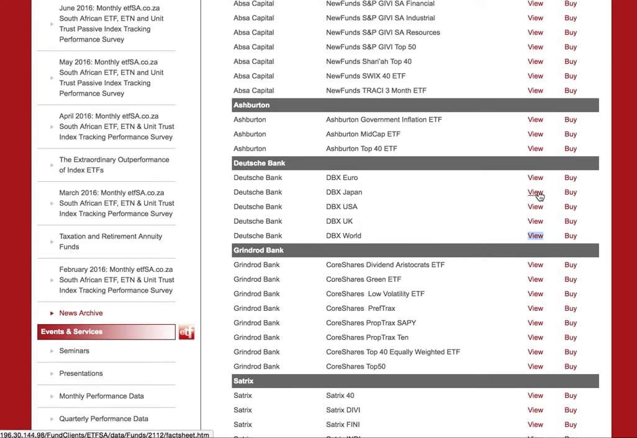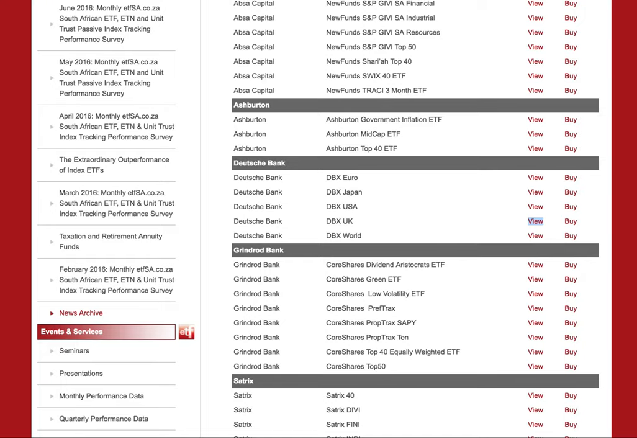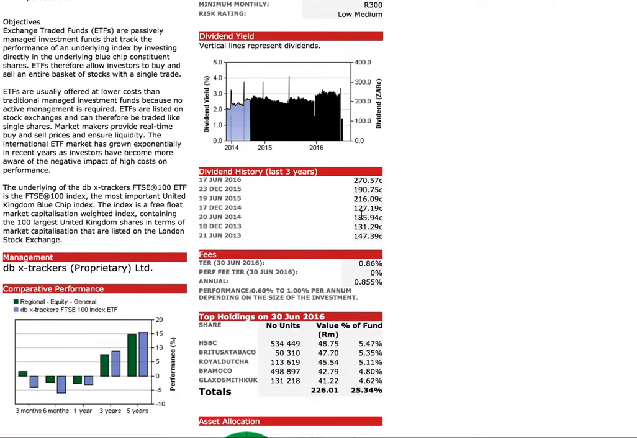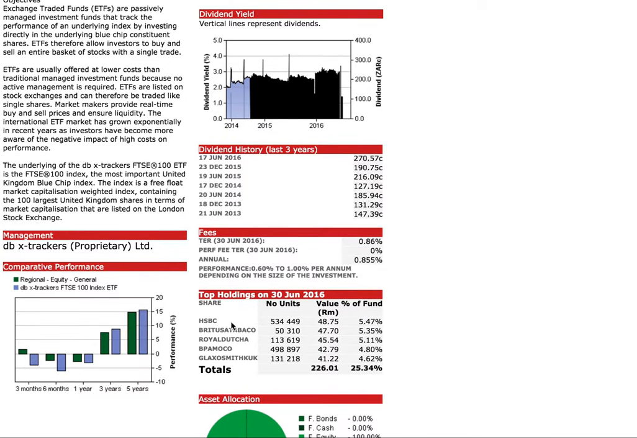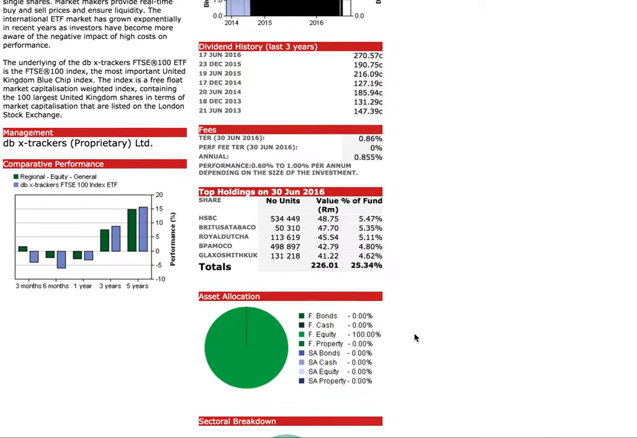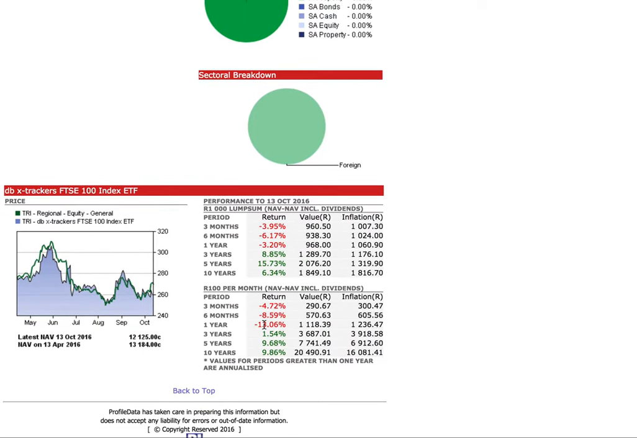Let's check out the UK, their whole little Brexit thing. Let's see if people overreacted. So HSBC, that is a bank. Oh, look, there's British American Tobacco, which is also on the South African Stock Exchange. There's one of their top companies, Royal Dutch, BP, Glaxo. Okay, let's check how they're doing. Ooh, that's terrible. Minus 13%.